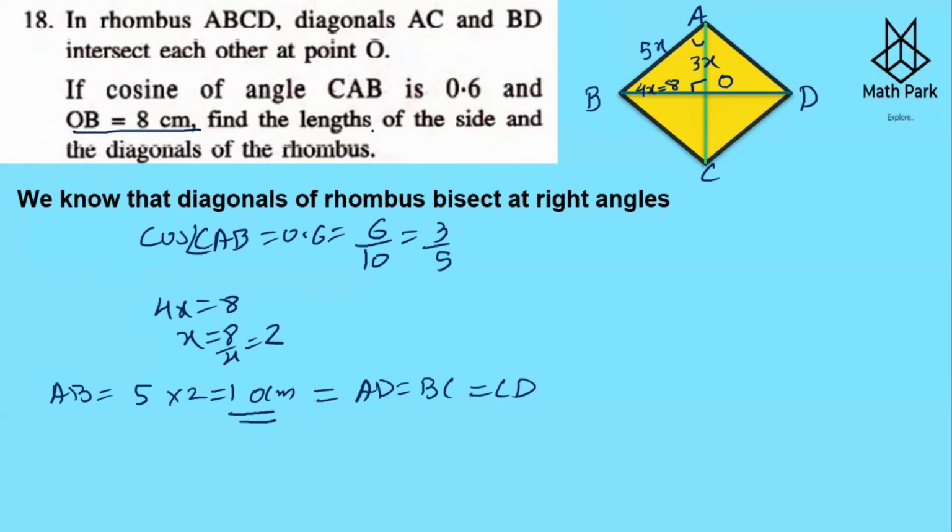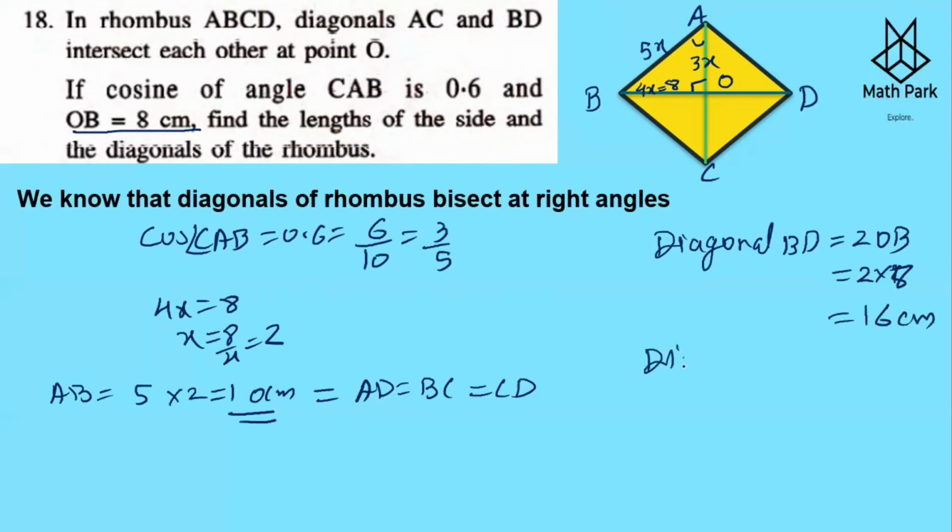Now we are asked to find the length of the diagonals. Diagonal BD is equal to twice OB, that is 2 times 8, which is 16 centimeter. Then diagonal AC, if I have to find diagonal AC, it is 2 times AO. So AO, that is 2 times 3x.